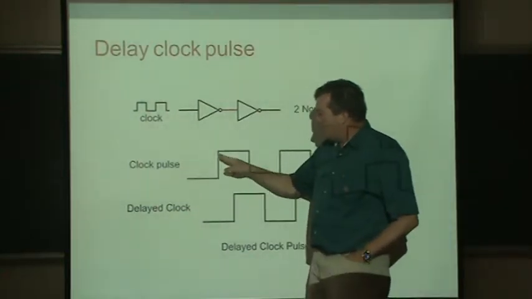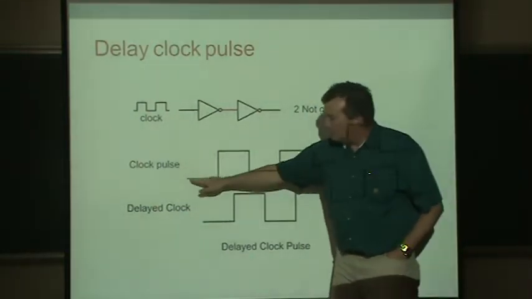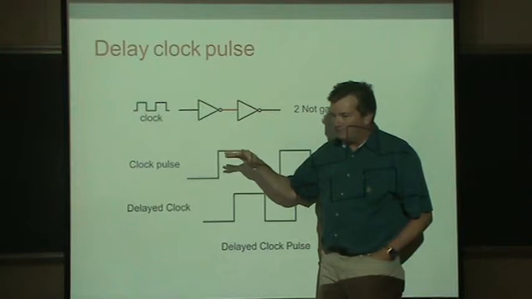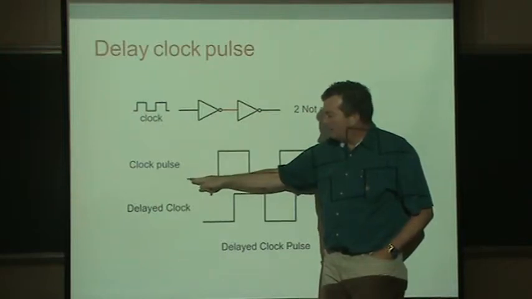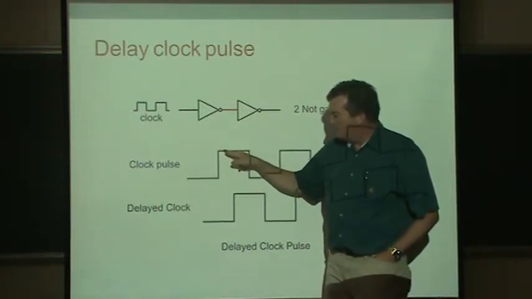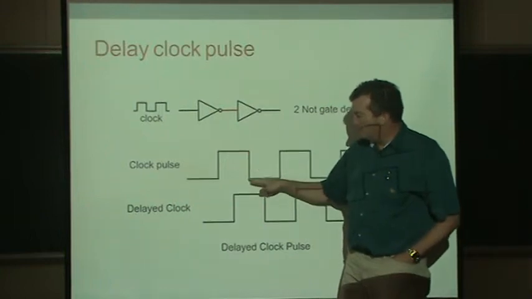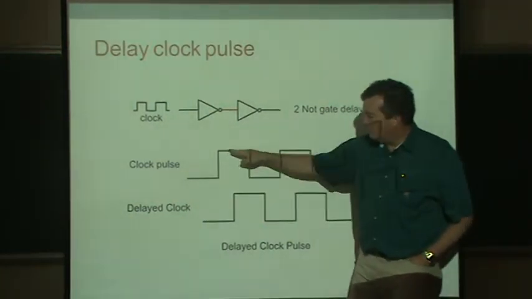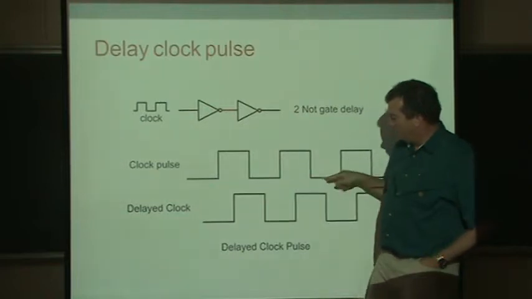So suppose we had a squared signal like this. So a clock pulse is coming in, and it's low, and then it's high, and then at a certain period it goes low, and then it goes high. So it's on, off, and this keeps happening.